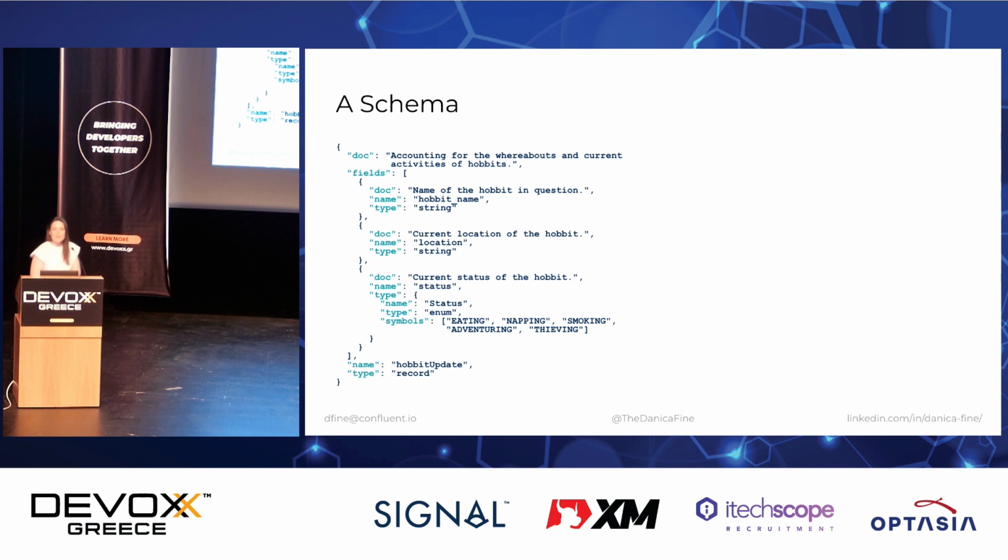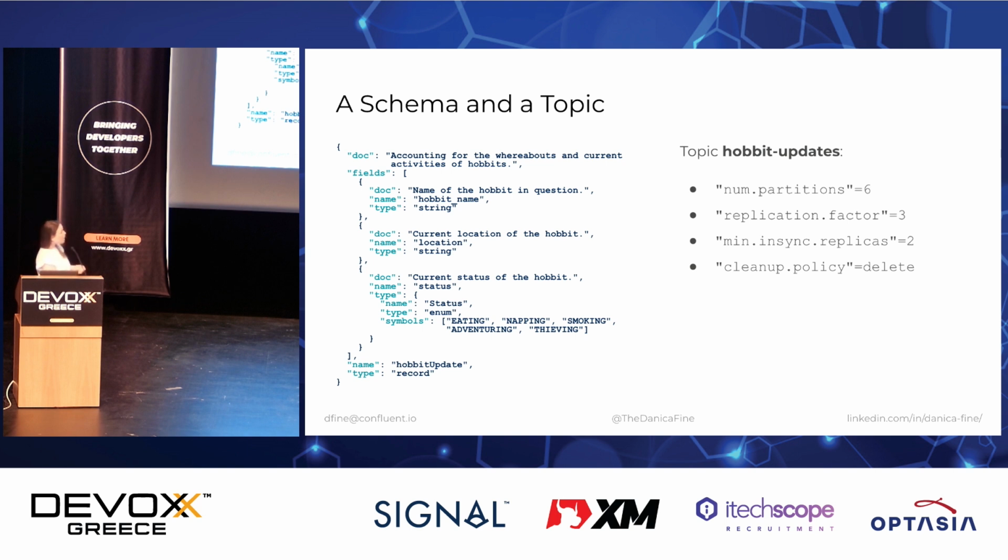Okay, so we want to get data into Kafka, but I'm going to push my best practices on you. So we need a schema, right? So I put one together here. I have this schema. It's for keeping track of the activities of hobbits, right? We've got a status, the location, the hobbit in question, wonderful. And I'm also going to create a corresponding topic that we'll be talking about, hobbit updates. And we'll get into a lot of these configurations, we'll reference back to them, so I wanted to list them out so you are aware.